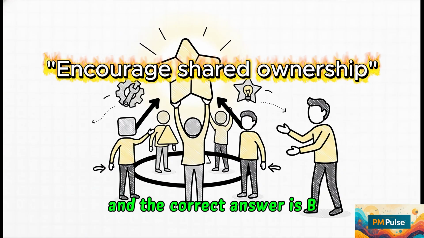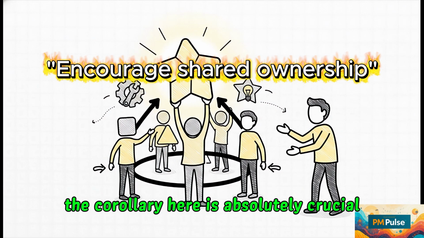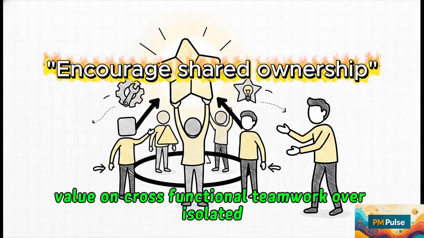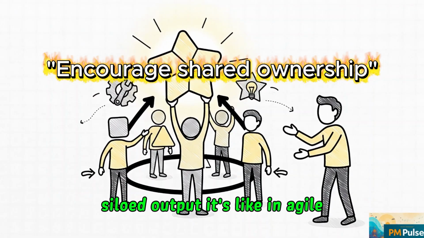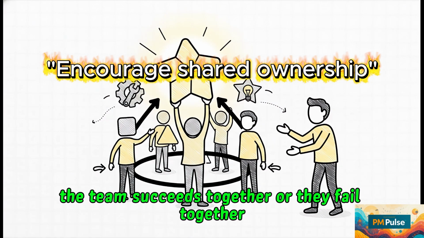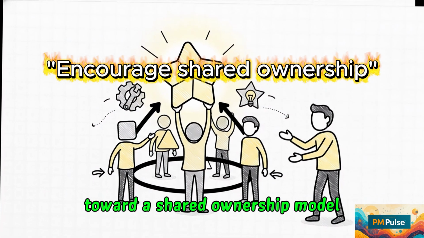And the correct answer is B, encourage shared ownership. The core logic here is absolutely crucial. Agile places an incredibly high value on cross-functional teamwork over isolated, siloed output. It's like in Agile, the team succeeds together or they fail together. So as a practitioner, you have to coach that developer toward a shared ownership model.